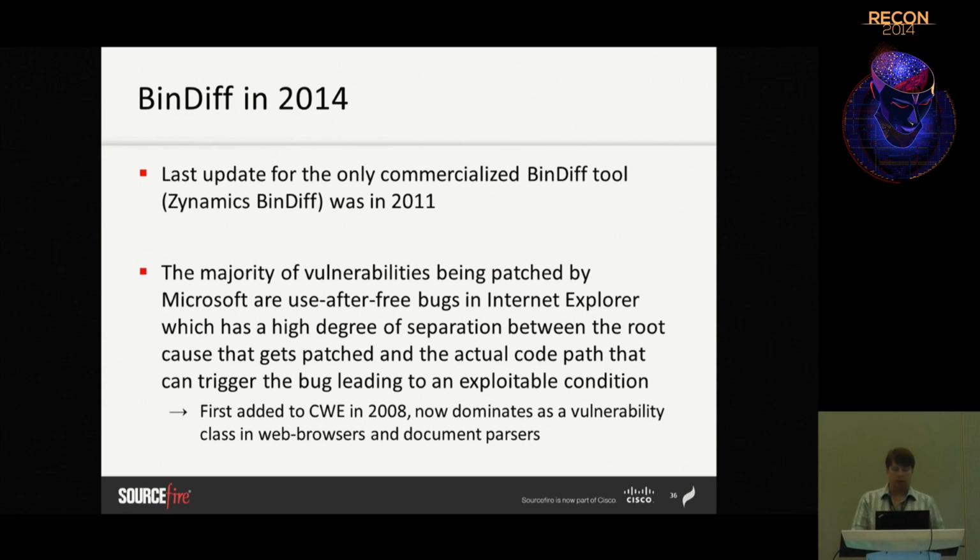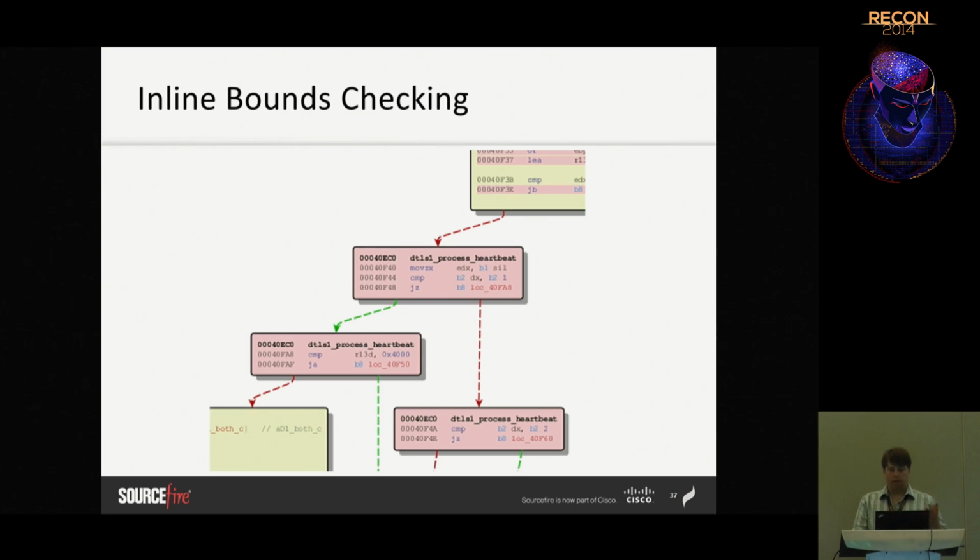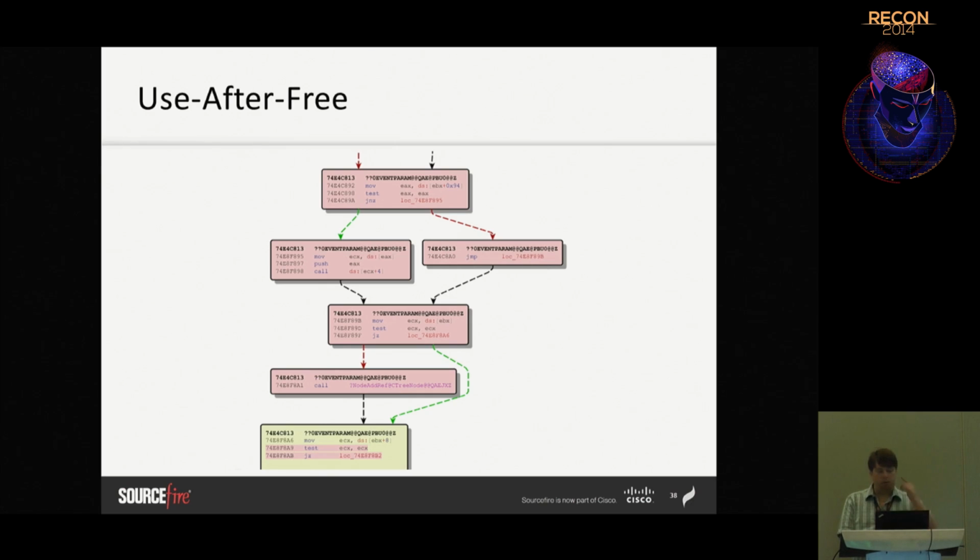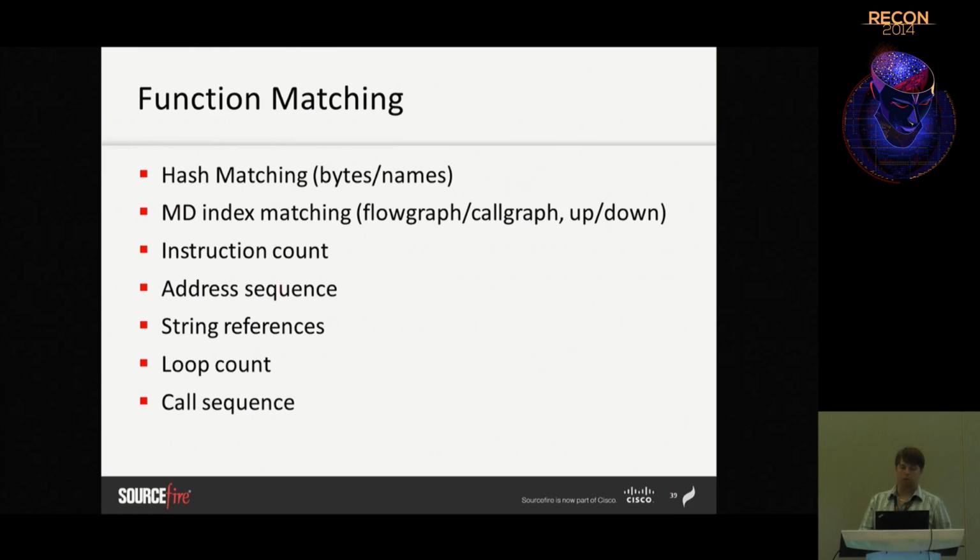So here's another little snippet saying that in 2008, use after free now dominates as a class in web browsers and document parsers. Here's an inline bounds check, and this is actually Heartbleed, but this is what the changes look like. It's pretty straightforward. A size check is added on the left block in the process heartbeats block, and depending on whether the size is greater or less than a certain value, you take a different branch. That's really easy to see, and once again, you would be triggering this bug very close to where the bug was caused. With use after free, we see changes here. Once again, it's fairly easy. You can see at the bottom there is a call to node add reference, and that's where they fix the bug. Unfortunately, where you trigger the bug and take advantage of it somewhere else is typically not in the same function at all.